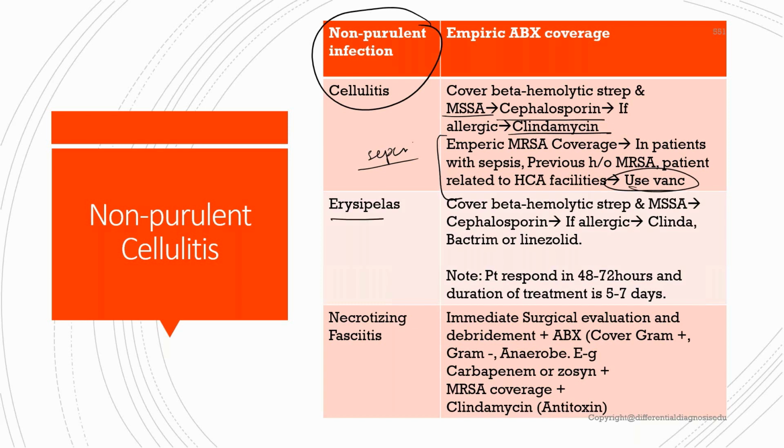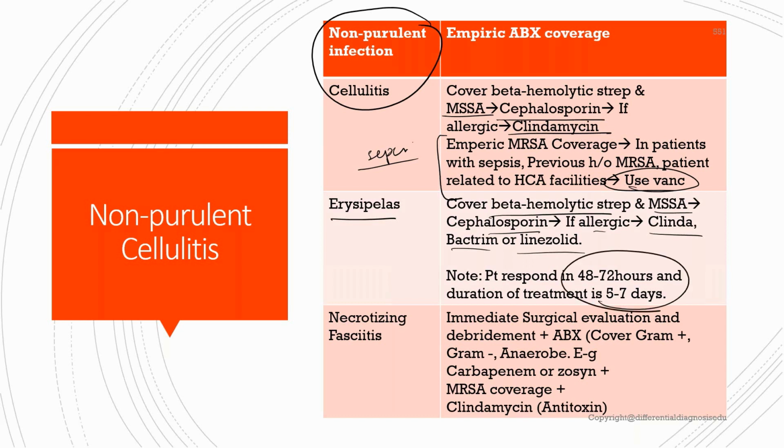Erysipelas, again, you have to cover the same organisms, beta hemolytic strep and MSSA. You can use cephalosporin. If allergic, you can use Clinda, Bactrim, or linezolid. So patient responds in 48 to 72 hours, and duration of treatment is 5 to 7 days.